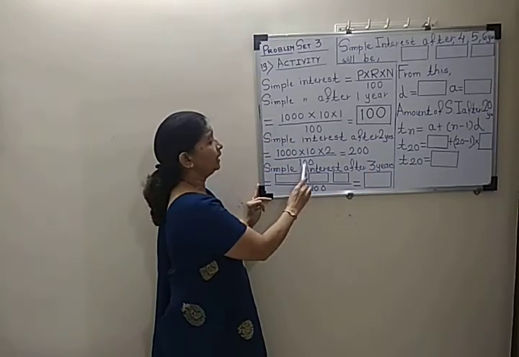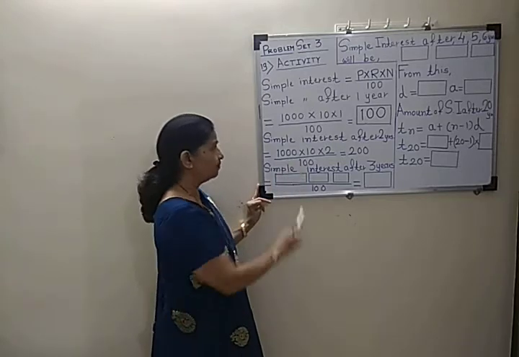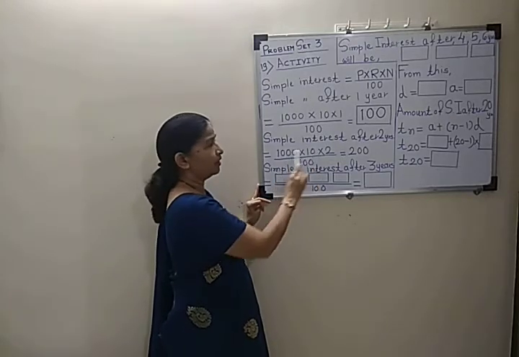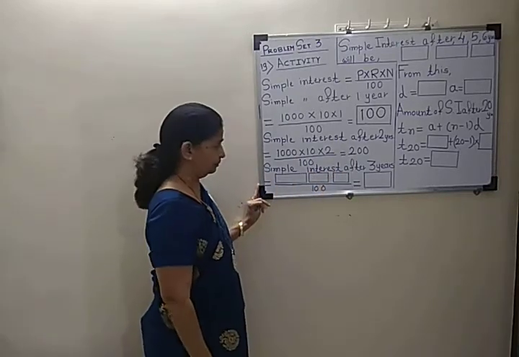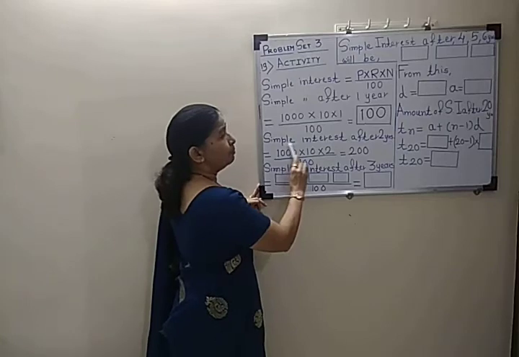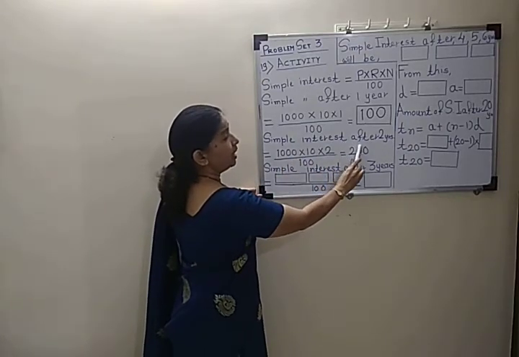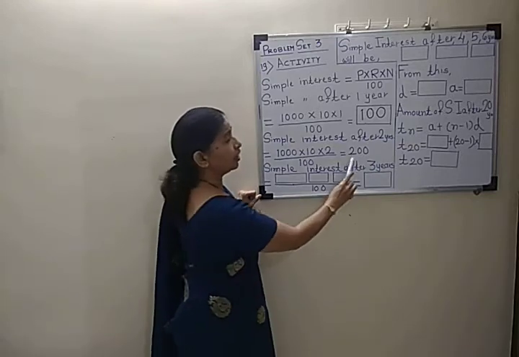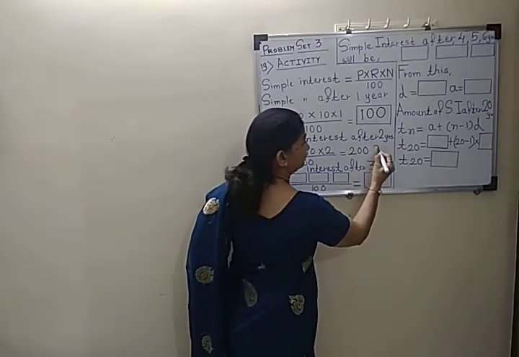Now calculate it. These two zeros will get cancelled. So 10 tens will come as 100. 100 twos will come as 200. So simple interest after 2 years will come as 200 rupees.